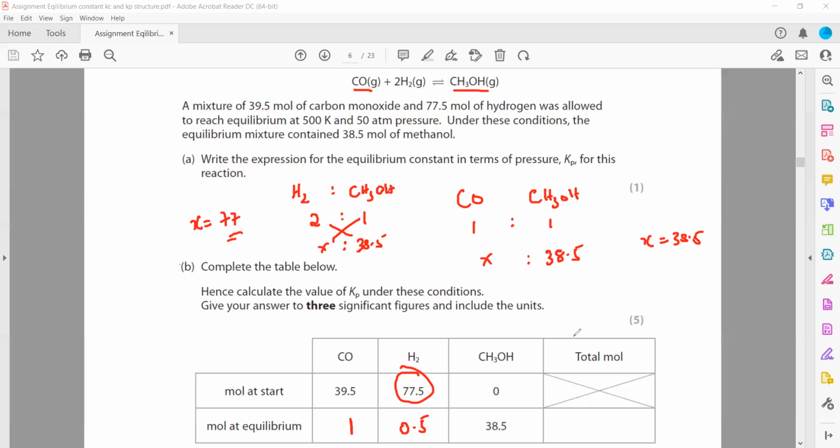Then what is the total number of moles? We just sum here 1, 0.5 and 38.5, so that will make 40. So the total number of moles which are left will be 40, the total number of moles for reactant and product. And using this, we can work out the next part.